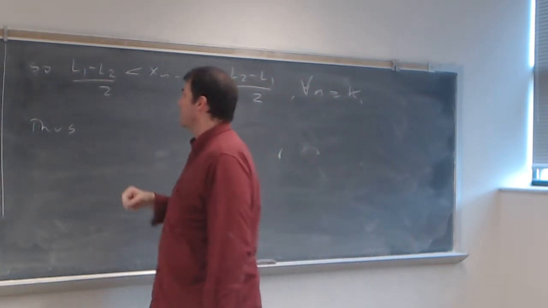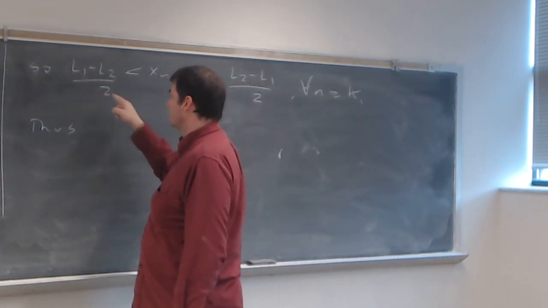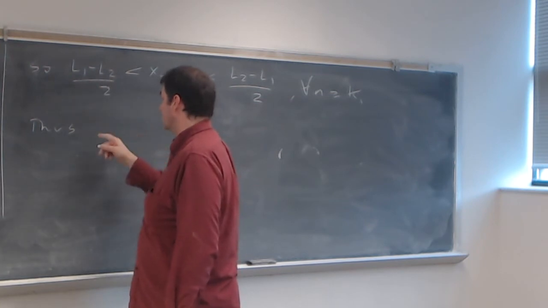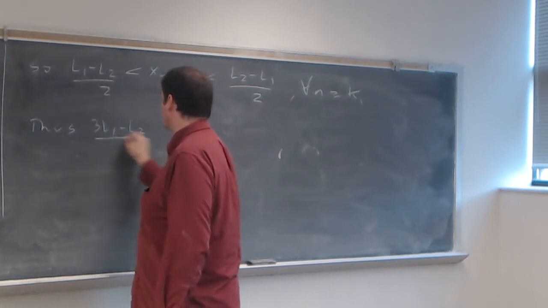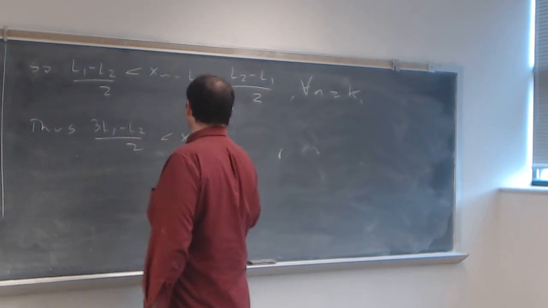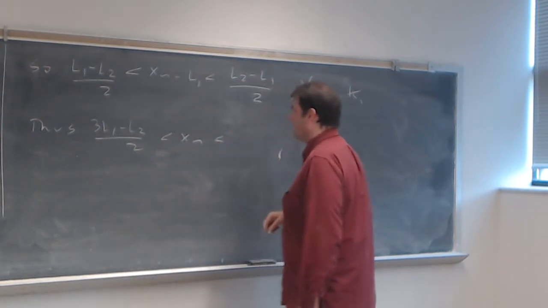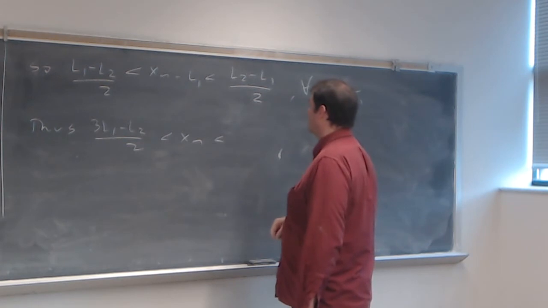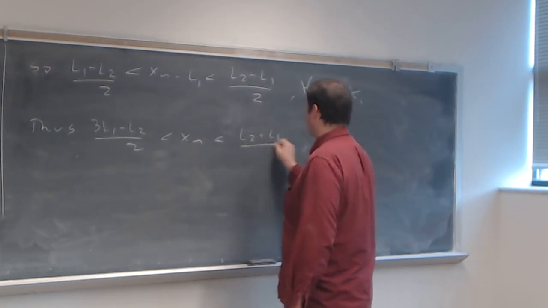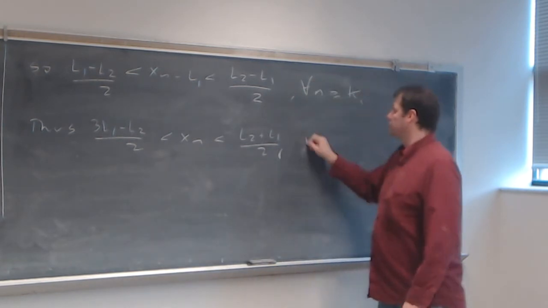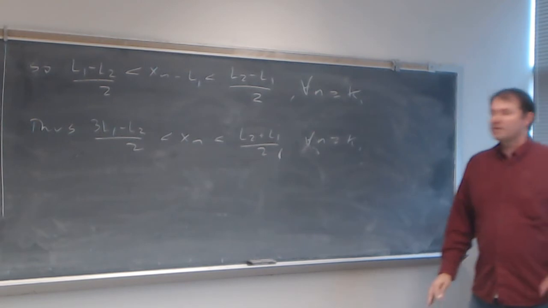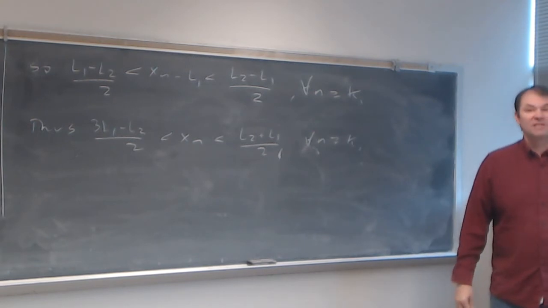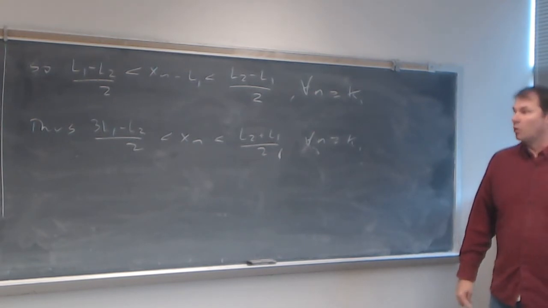So here, when I add 2L sub 1 over 2 to L sub 1 minus L sub 2 over 2, what I'm going to get is 3L sub 1 minus L sub 2 over 2 is less than x of n, which is less than, here when I add 2L sub 1s over 2, I'm going to get L sub 2 plus L sub 1 over 2. And that's true for all n bigger than or equal to k sub 1. So that's a statement I can get based on the sequence converging to L sub 1.